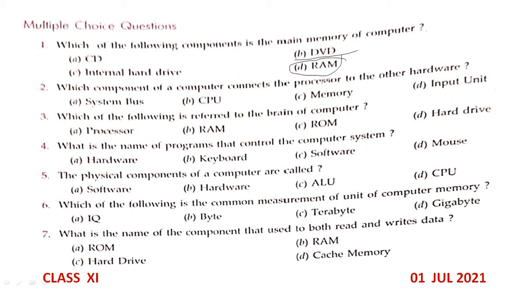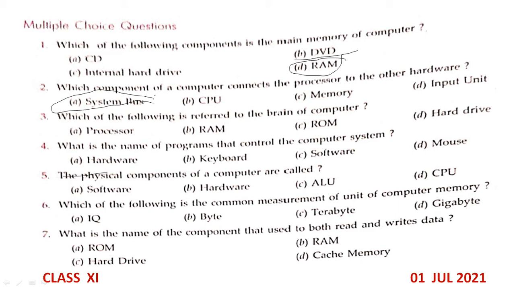Next, which component of a computer connects the processor to the other hardware? When we talk about a connection, definitely there must be some wire, some cable. Your CPU, memory, or input unit are all different units which perform their own work. Here the answer will be system bus. What do you mean by a system bus here? A bus is nothing but a collection of wires which carries information from one end to another, from source to destination. Therefore, the suitable answer for question number 2 will be system bus.